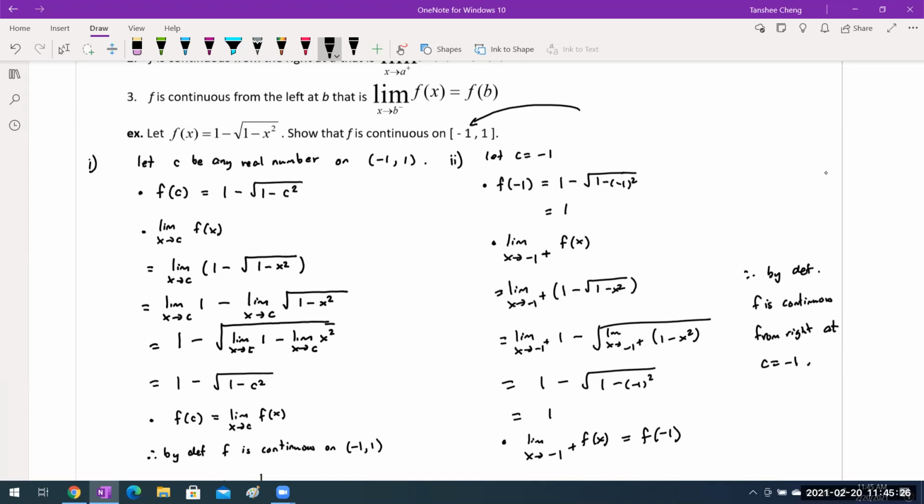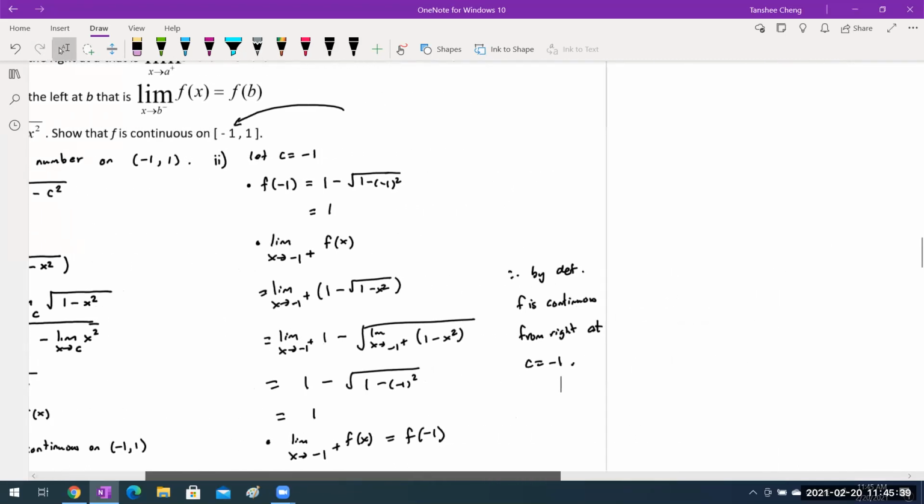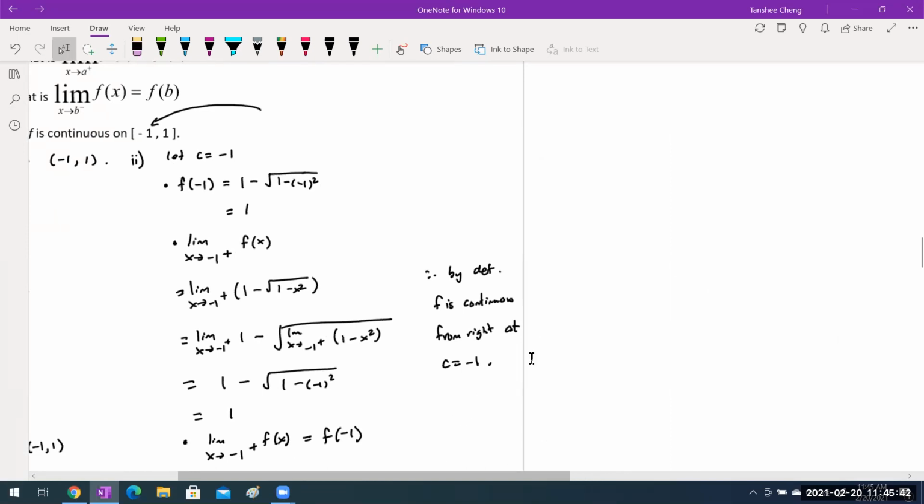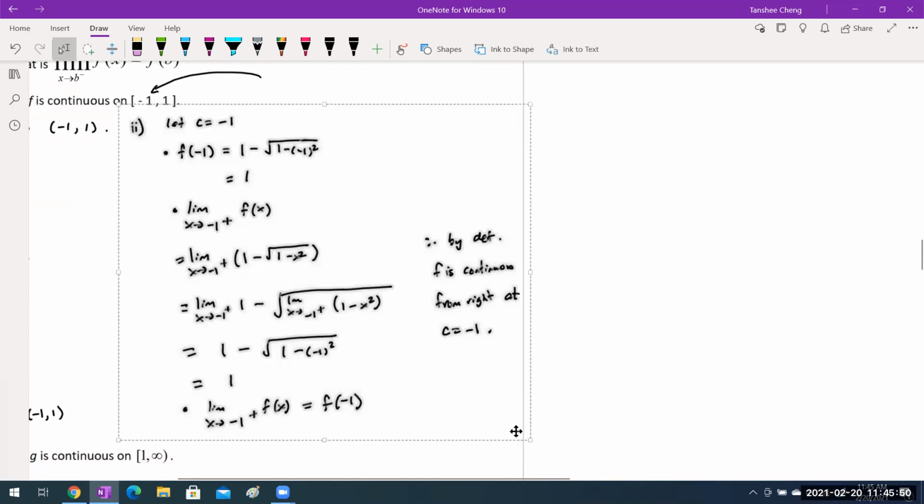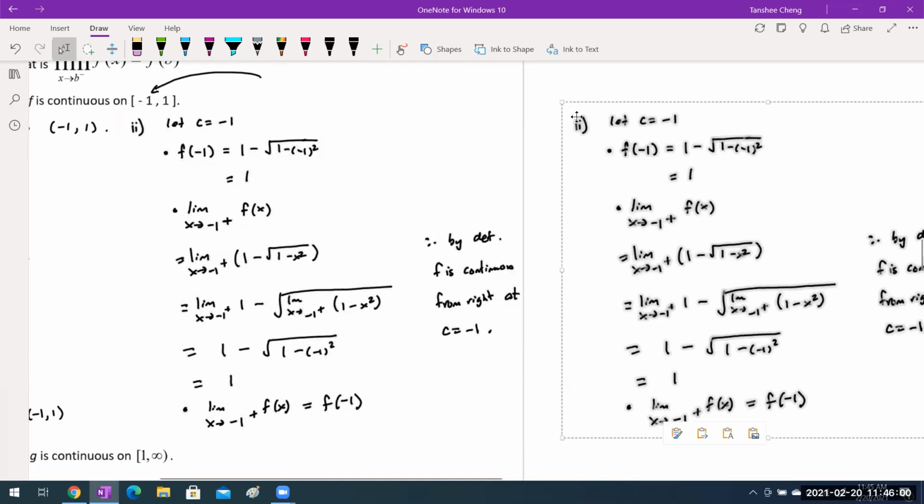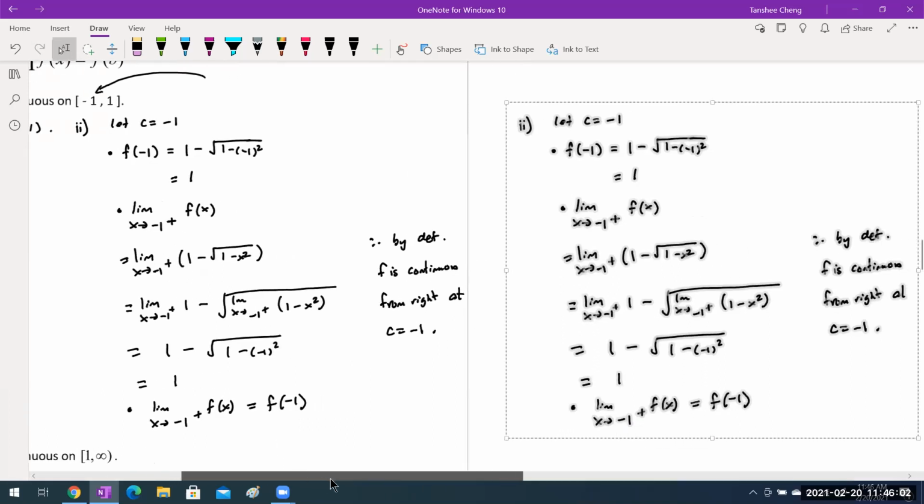Now, we're going to do the same process for the right endpoint, but this time it will be continuous from the left. To make it faster in this case, I'm going to get a little bit lazy, copy and paste it right here. So let's move on to the right side.